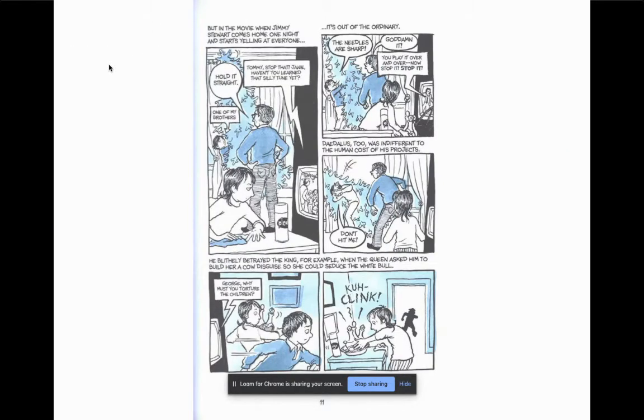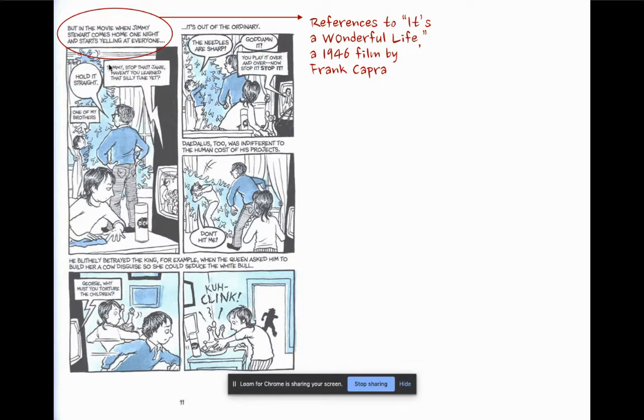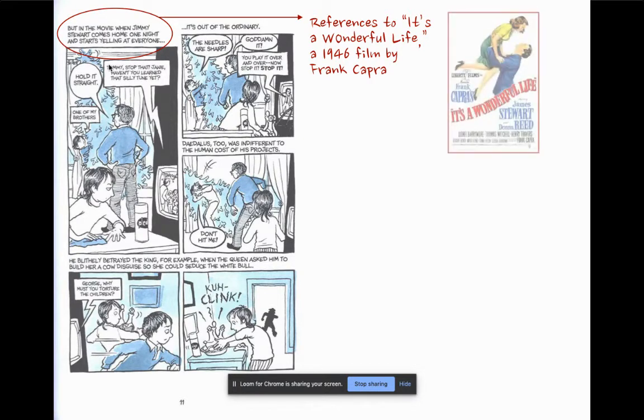And then the next page I would like to annotate is on page 11. So you will notice on this page that there is a reference to It's a Wonderful Life. It's a film by Frank Capra. Not sure if you're familiar with it, but if you're familiar with the story of the spirit of Christmas past, present, and future, about this guy who wanted to give up on his life, that's It's a Wonderful Life. You can research further about this story on your own.